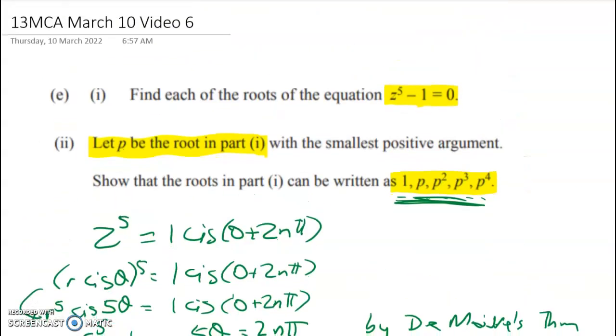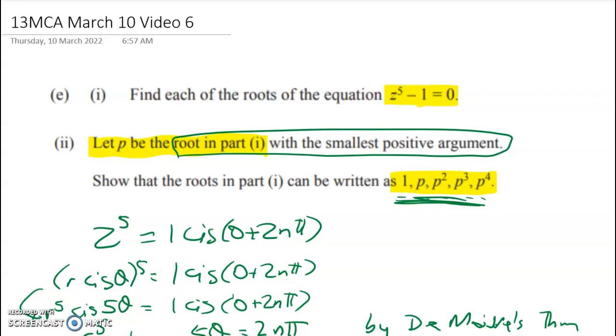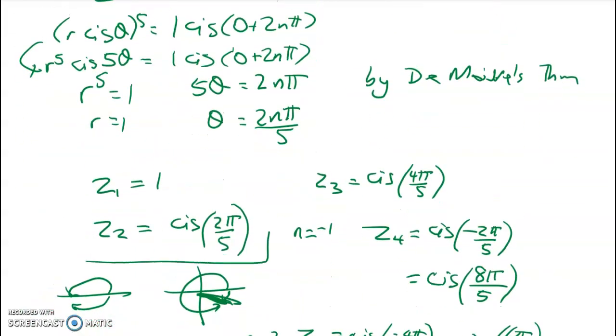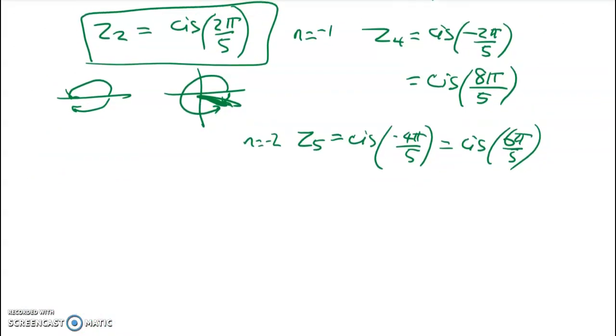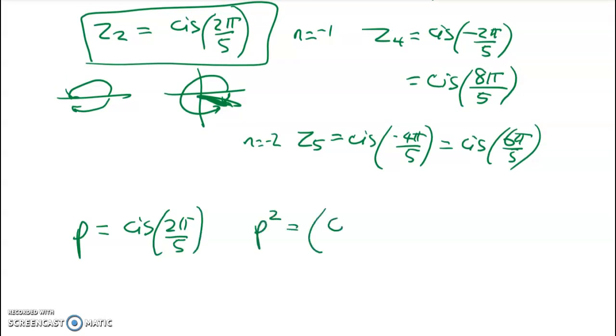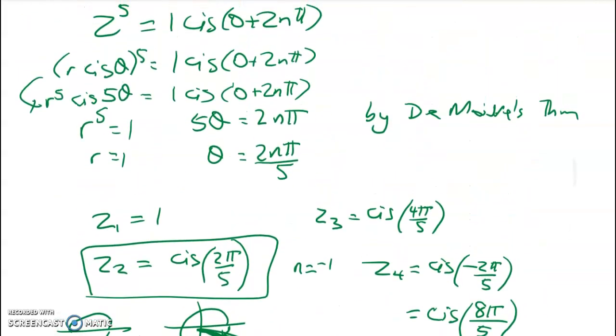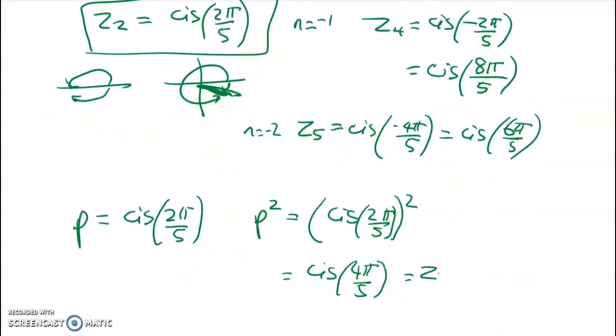So the second half of the question: show that the roots in part 1 can be written as 1, p, p squared, and so on, where p is the root with the smallest positive argument. So the smallest positive argument here is our Z2 value. So p is equal to cis of 2 pi on 5. P squared is equal to cis of 2 pi on 5, squared, which is equal to cis of 4 pi on 5. And that is equal to our root 3. So that's equal to Z3.